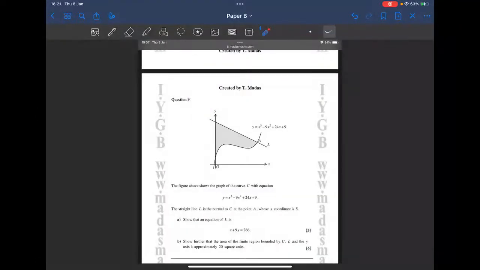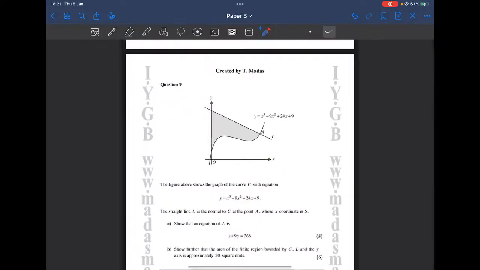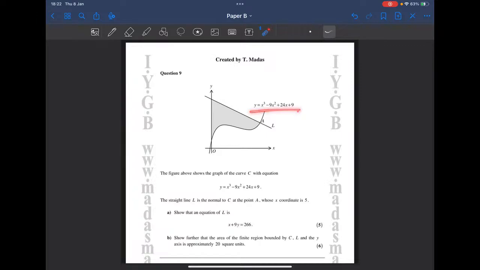Let's have a look at question number 8. So first of all, not even looking, there's an integral in it somewhere. Something to do with integration, most likely. So what have we got to do? We get given a cubic. Figure 1 shows the graph of the curve for this equation: x cubed minus 9x squared plus 24x plus 9.